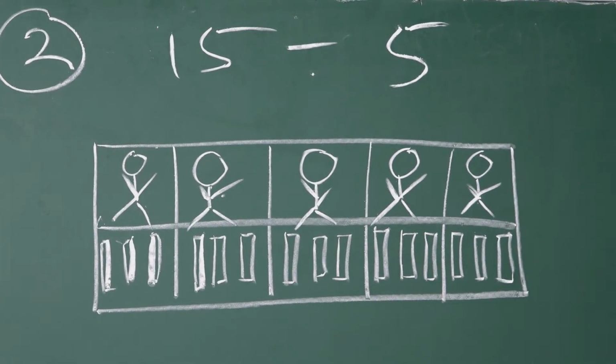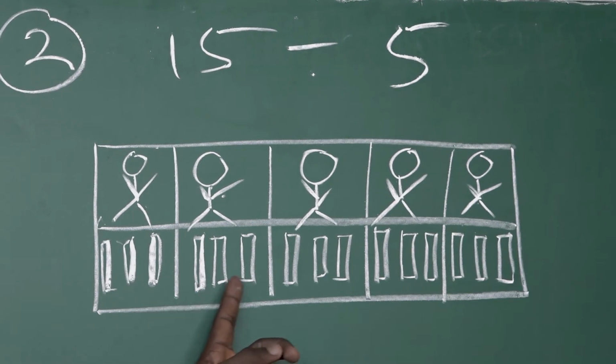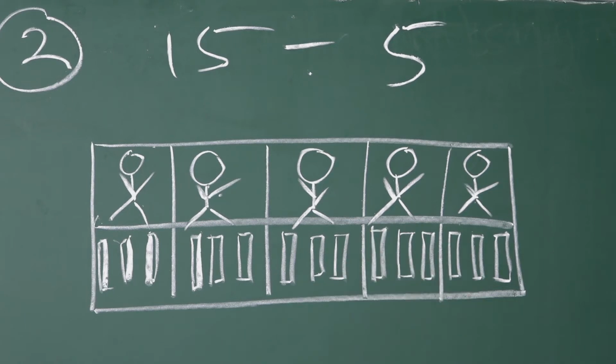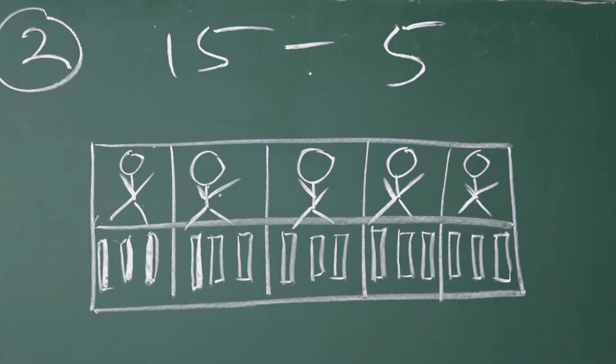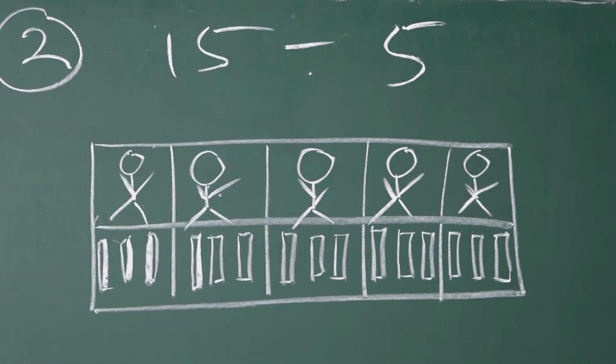Now, if we count, you discover that each person has 3 each: 1, 2, 3, 1, 2, 3, 1, 2, 3, 1, 2, 3, 1, 2. Now, let's find out if that's correct. If we count every pair of chalk and it is up to 15, then our answer will be correct, and we will know that the answer is 3.